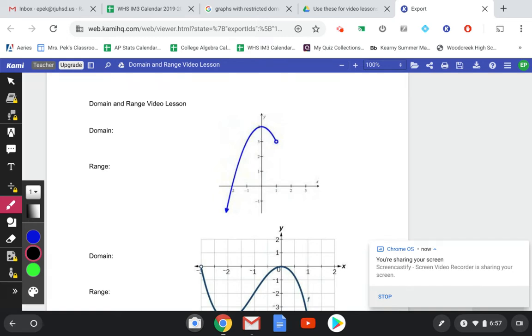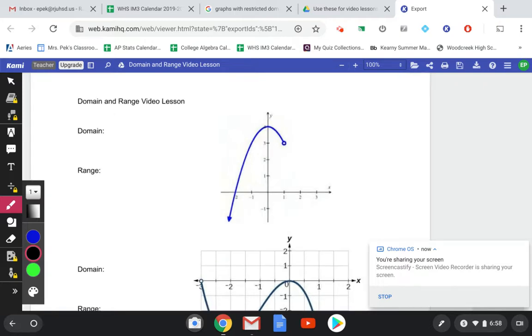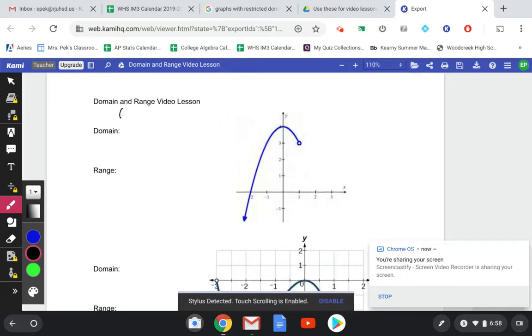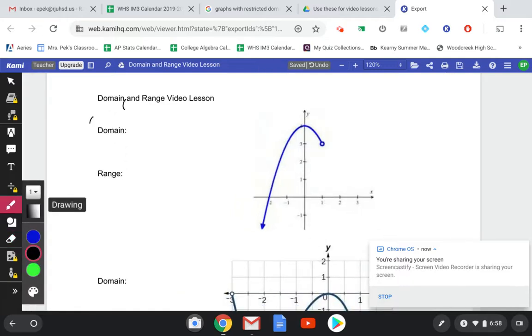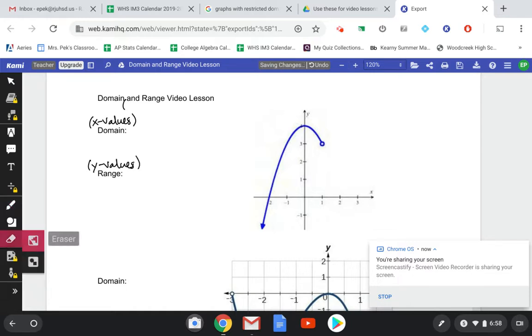Hey class, today I'm going to teach a short lesson on domain and range of functions, specifically functions that don't have domains that are all real numbers. So we're going to start with this first graph here. The first thing you need to know is that domain is going to be the x values that are on your graph, and range is going to represent the y values on your graph.